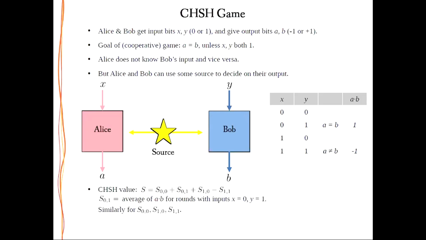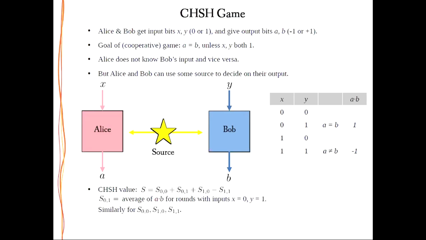Now they will not play this game once, but they play many rounds, and they want to win as many rounds as possible. And maybe they won't win every round, but they will try to maximize their winning. And a way to capture that is by looking at the CHSH value S. Let me explain what this is. So S is the sum of 4 different terms, where the last term S11 has a minus in front.